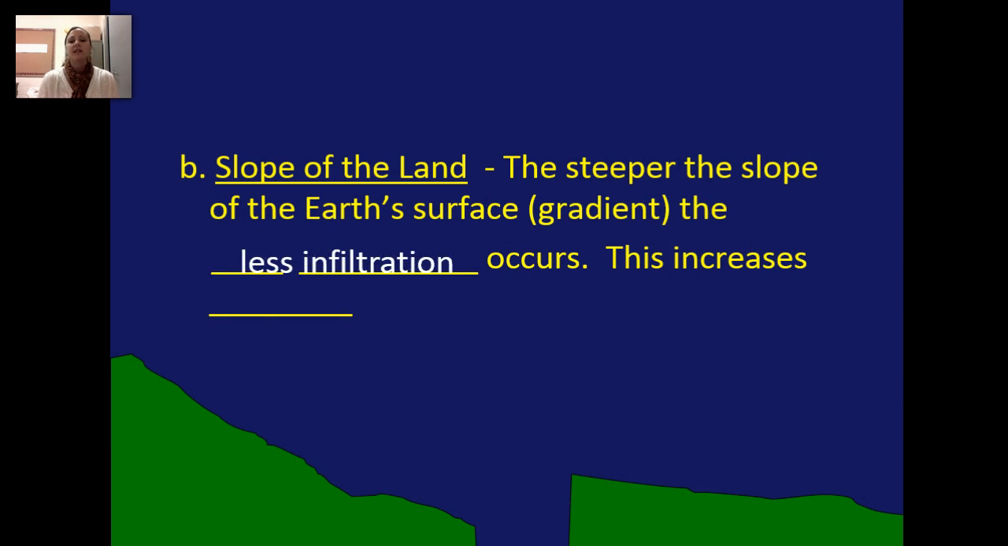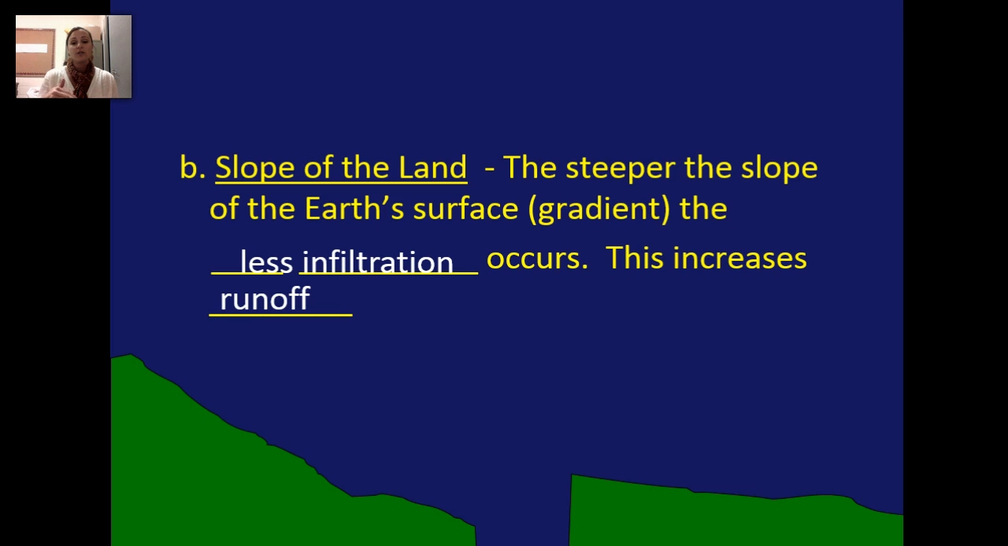Also, the slope of the land is going to affect whether or not water will infiltrate or run off. The steeper the slope on the Earth's surface, or the gradient, the less infiltration occurs, which makes sense. Water can't infiltrate if it's on a slope and moving, and gravity is going to be pulling down on that water to make it go along the surface. So we will say that runoff will increase.